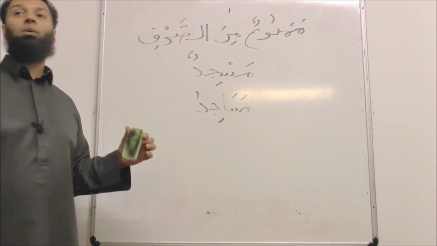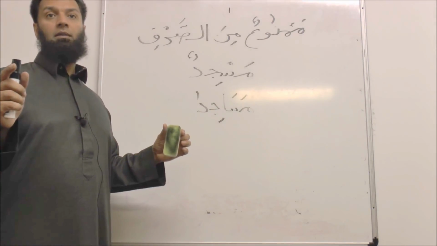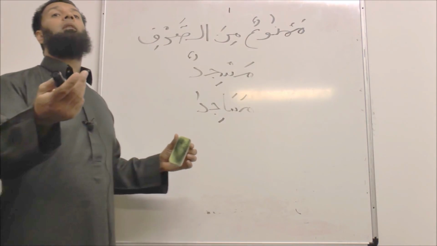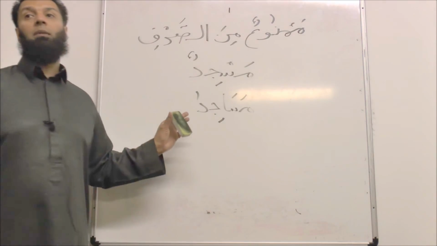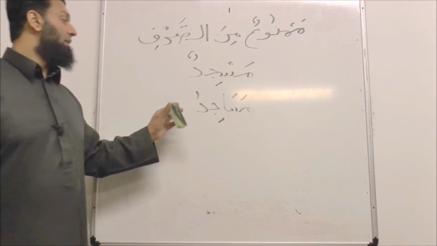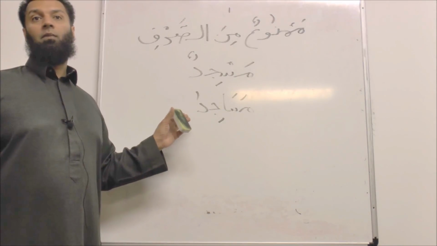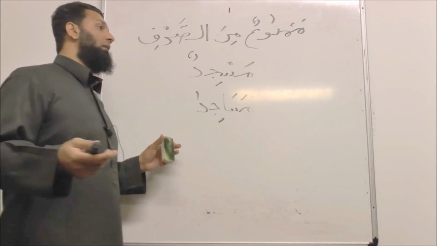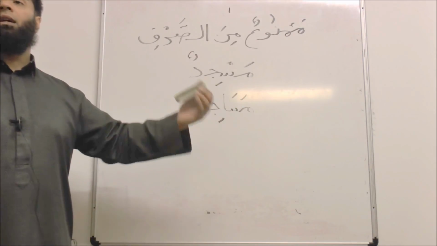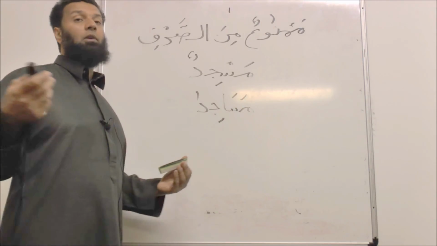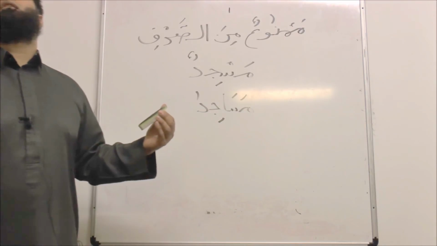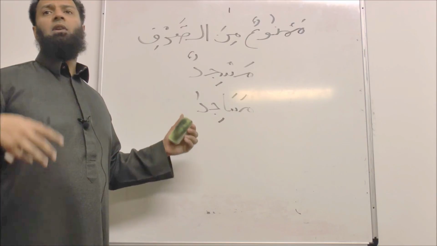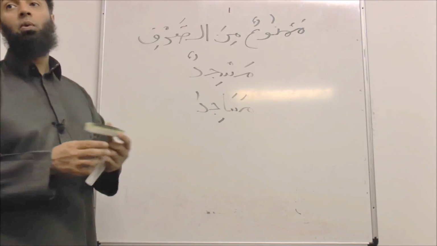Masna'un is factory. So the plural of masna'un is masani'u, and it is on that pattern. Clear? Maqbaratun, a graveyard, the plural is maqabiru, on that pattern. So you become accustomed to them.